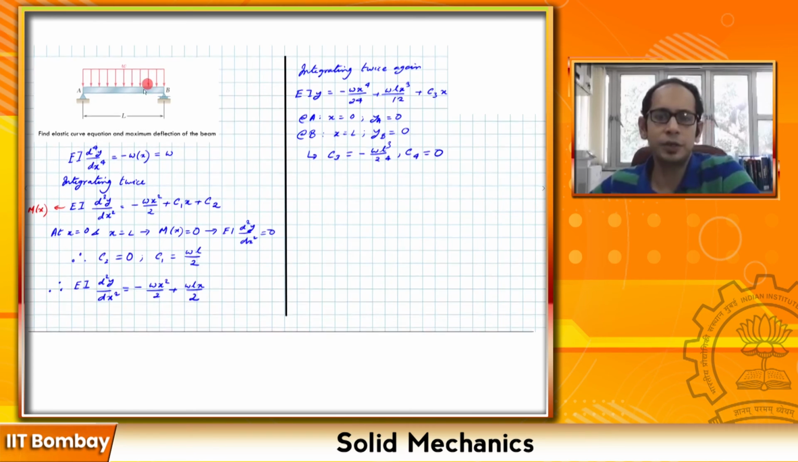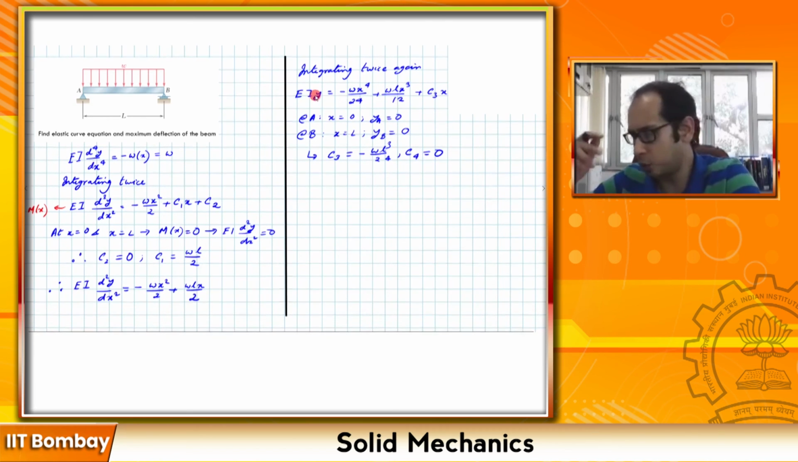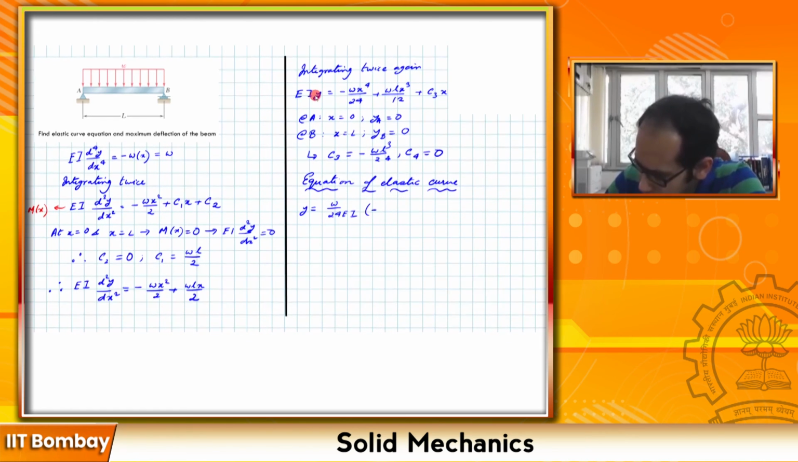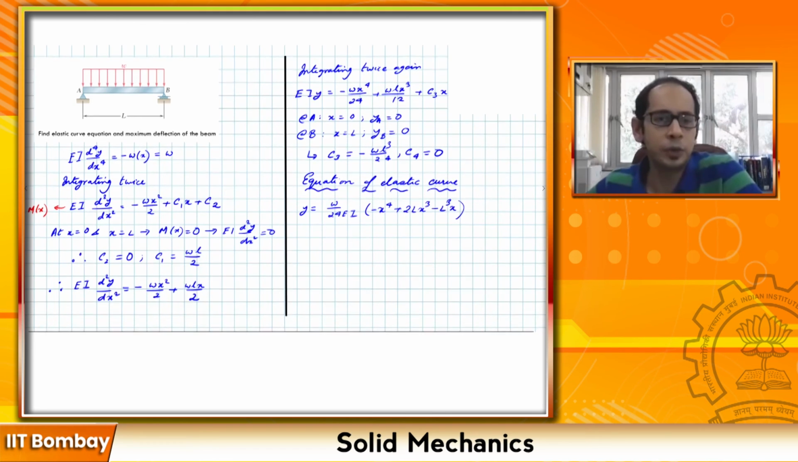So you will get your C3 as minus WL cube by 24, and you will get C4 as 0. So if you plug this back over here, then you will get the equation of the elastic curve. So let's go ahead and plug that and get the equation for the elastic curve. Now from this equation, the problem asks you for the equation of the elastic curve, which we have gotten here already, and the maximum deflection.